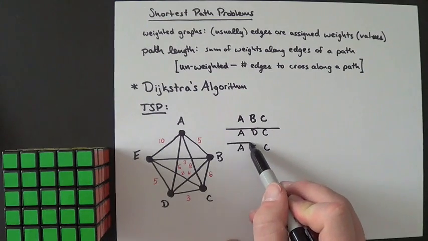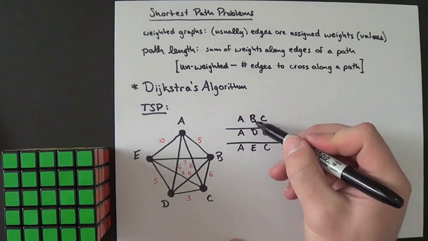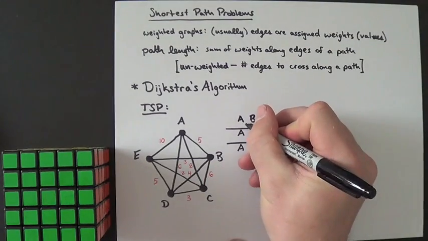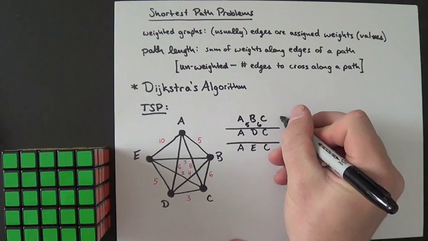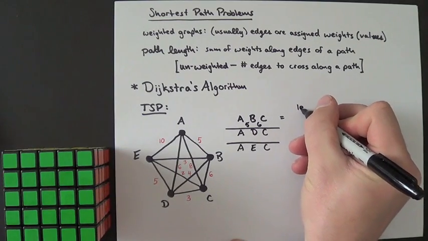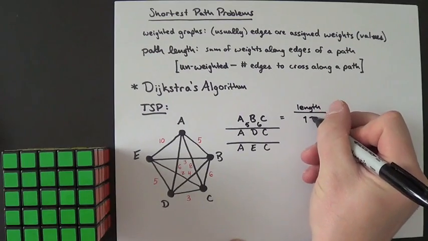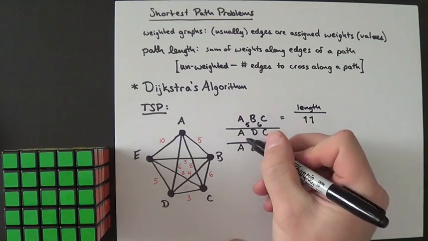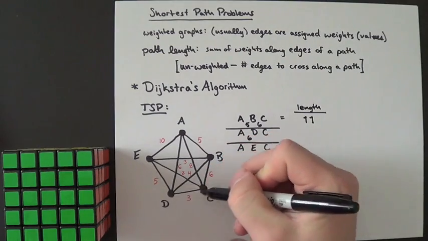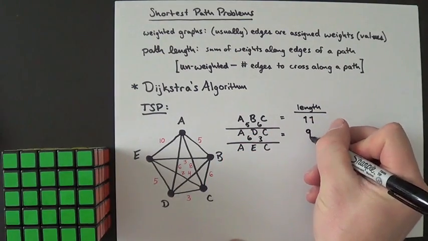Okay. This is just how I usually write these. It doesn't matter though. A to B has length 5. B to C has length 6. So this path has length 11. A to D has length 6. D to C length 3. So total length is 9.